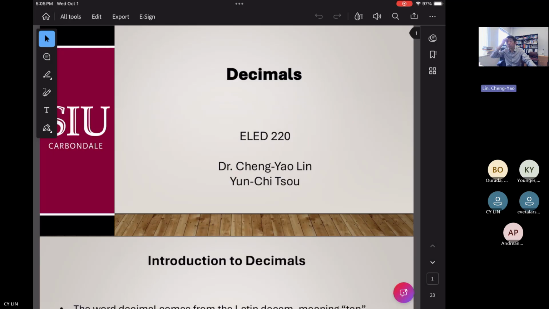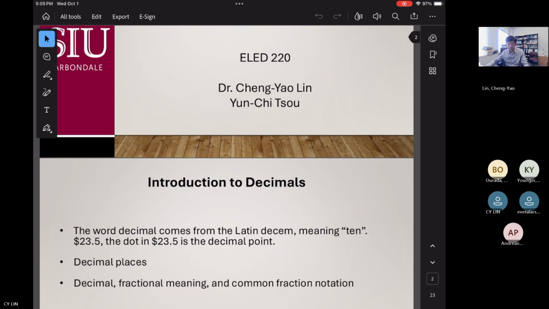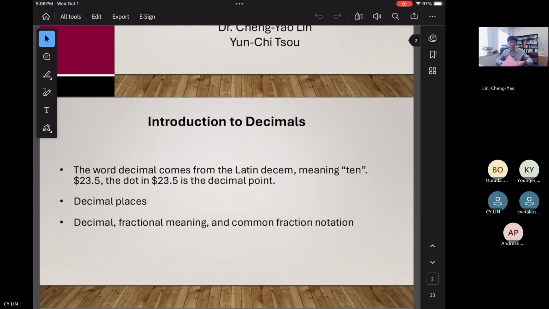The test number 1 is already graded, so you can check your grade on D2L. Okay. And then today we will focus on lesson 5, which is decimals. So we will do the introduction to decimals.